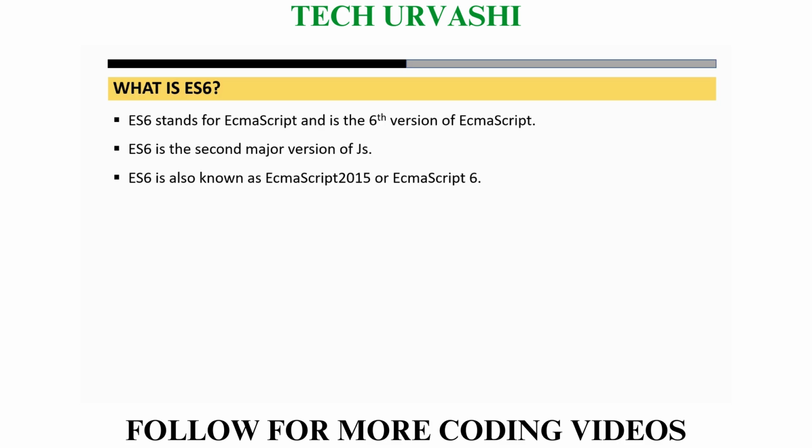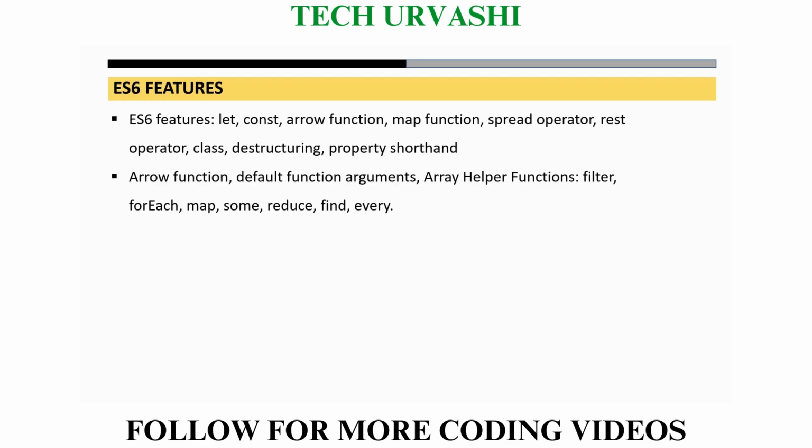ES6 is also known as ECMAScript 2015 because it was introduced in 2015. So this is important to understand. ES6 is nothing but sixth version of JavaScript, and there are a few features that were introduced. We all were creating variables in JavaScript with the var keyword, now we create them with let and const. We used to create a function with the function keyword, but now we use arrow function. That is how changes have come. All these are the features that were introduced in ES6.